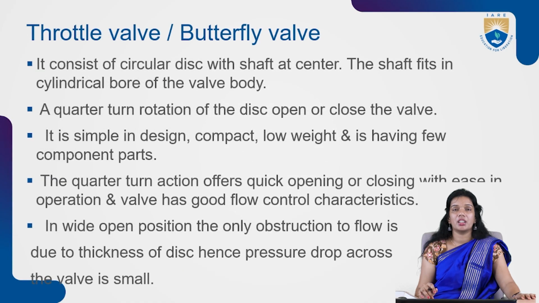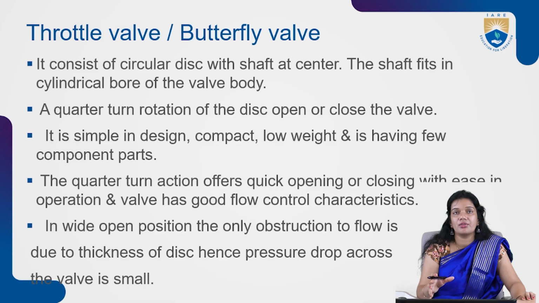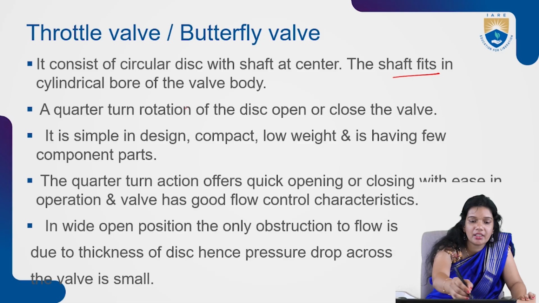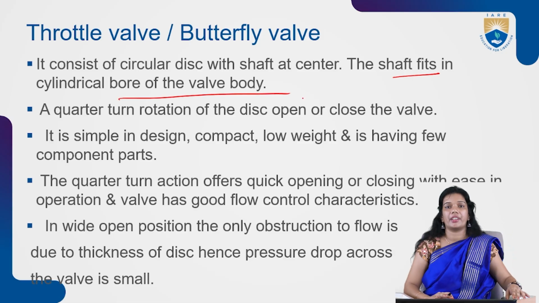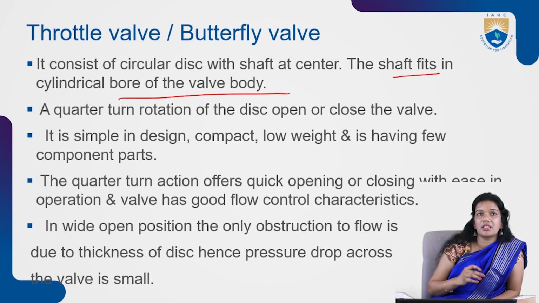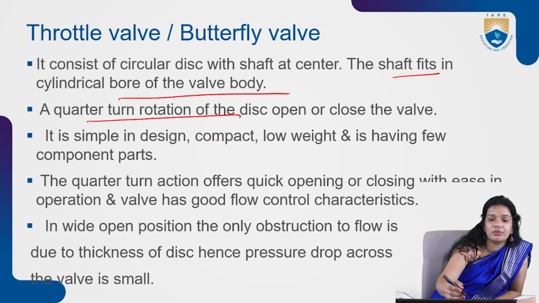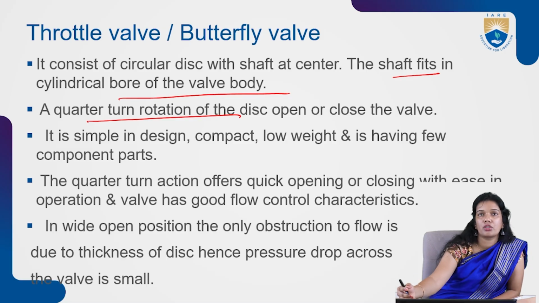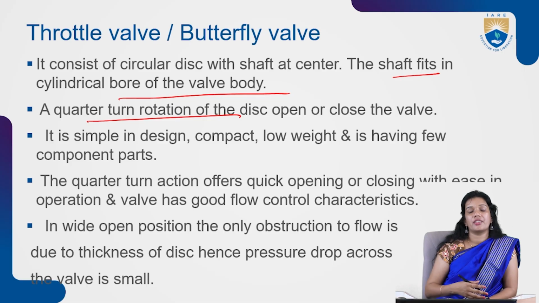Then we have something called throttle valves or butterfly valves, right? So these throttle or butterfly valves consist of a disc. So you have a circular disc, and there is also a shaft at the center. The shaft is going to fit in the cylindrical bore of the valve body. So when you have a disc with a shaft, this fits in the bore, and then there is a quarter turn rotation of the disc, which is going to open or close the valve, right? So it is again simple in design. The design is simple, it is compact, it is also low weight, and it has only very few moving parts or component parts, right?